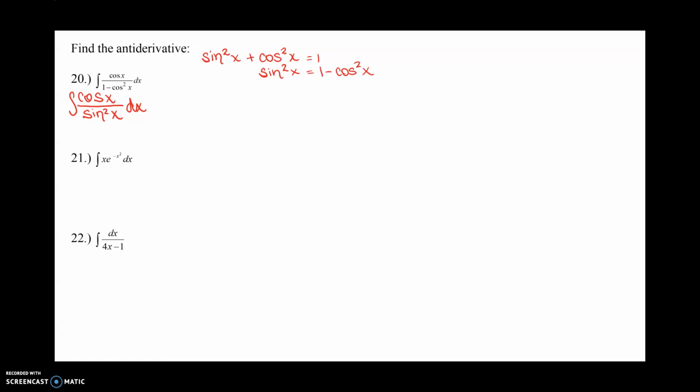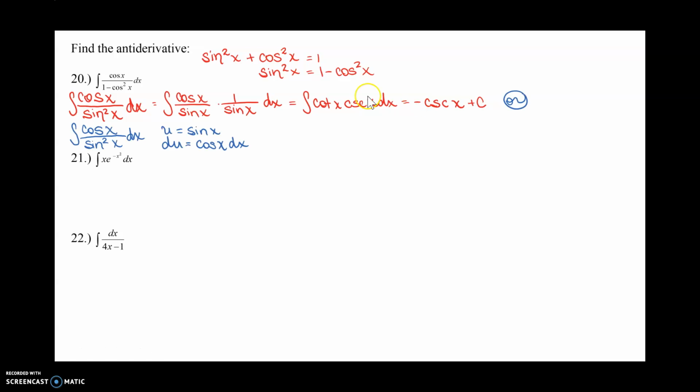Now at this point, there are two different ways that you could do this. You could break this apart into separate pieces where you've got cosine over sine times 1 over sine, because cosine over sine is cotangent and 1 over sine is cosecant. If you do that, then we have a formula for that, right? The antiderivative of cotangent cosecant is just negative cosecant. The other way you could do that is with u substitution.